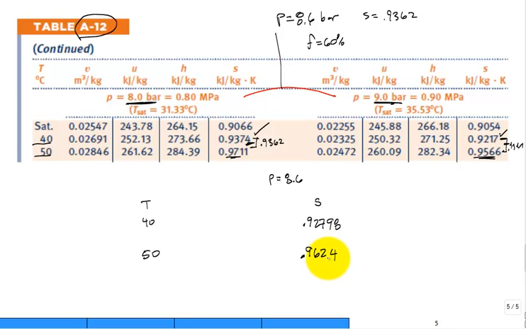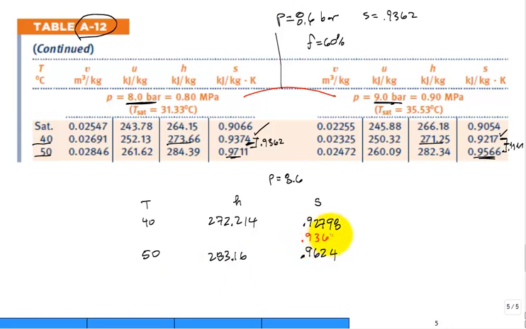Okay, and then you do the same thing for the enthalpies. You're taking this value and this value, going 60% of the way from here to there, and you find that that enthalpy comes in at 272.214, and then likewise at the 50 degrees C, 283.16. All right, now I'm going to change color because what we are really coming in at is 0.9362.